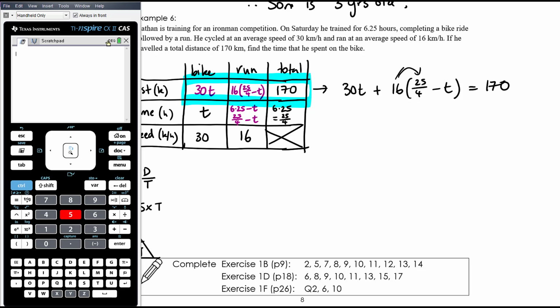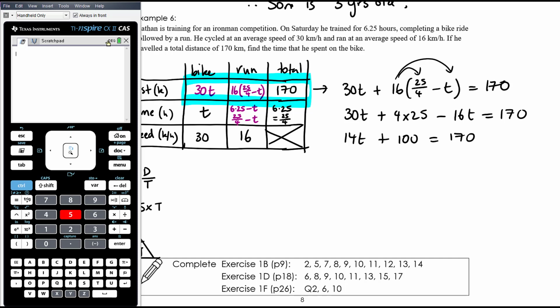We want to expand out this bracket. When we do 16 times 25/4, let's not do 16 times 25. Let's recognize that the 16 and the 4 will cancel down, and so it's going to be 4 times 25. Let's collect the like terms, so 30t minus 16t is 14t, and we've got 4 times 25 left there, which is just 100, equals 170. Subtracting 100 from both sides, 14t equals 70, dividing by 14. 7 is a common factor there, it's 10 on 2, and so that is 5.